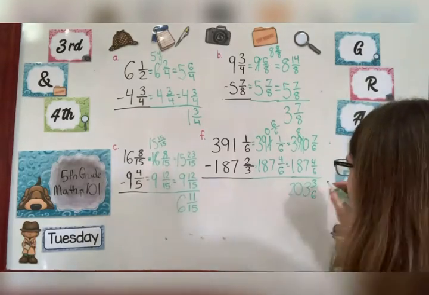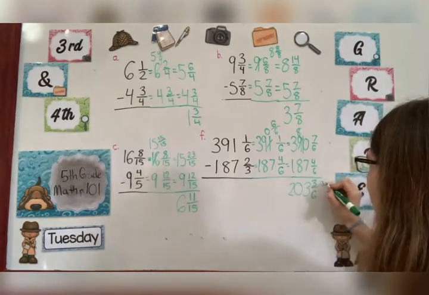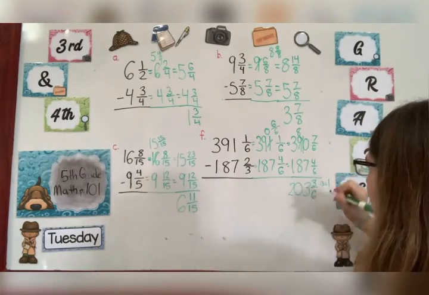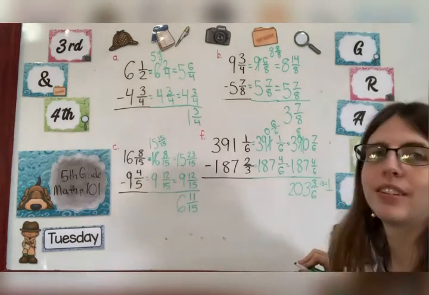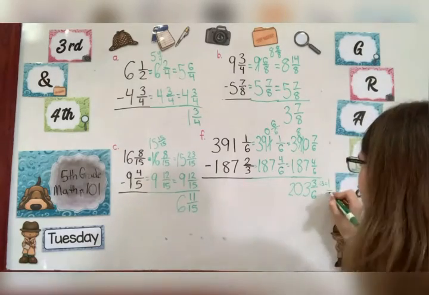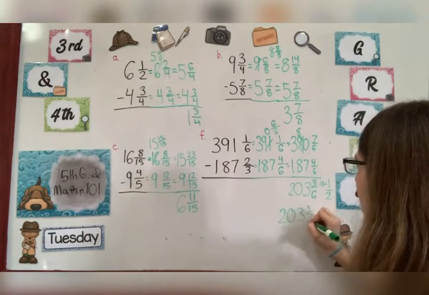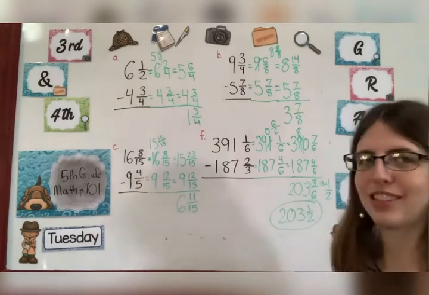3, very good. So 3 divided by 3 is 1. 6 divided by 3 is 2. So really this is 203 and 1/2 for your final answer.